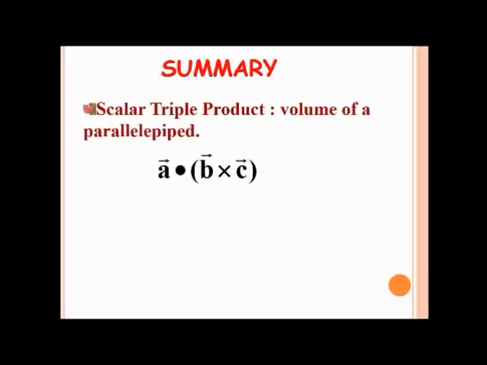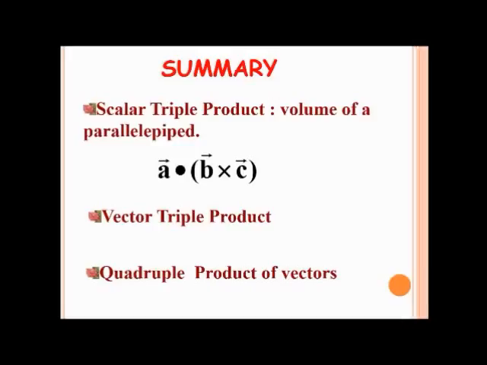Scalar triple product, A dot B cross C, gives the volume of the parallelepiped. Vector triple product, A cross B cross C, is given by the back minus cab rule, and this is also called the quadruple product of the vectors.